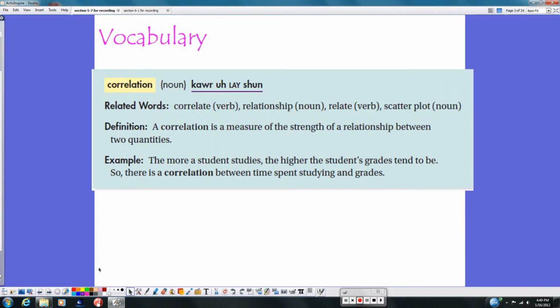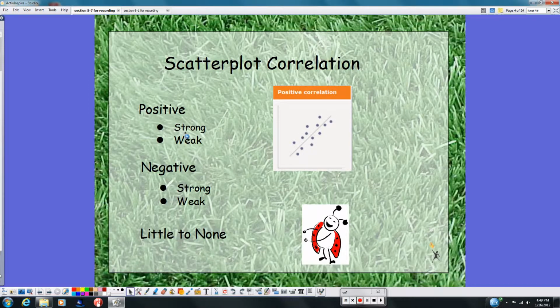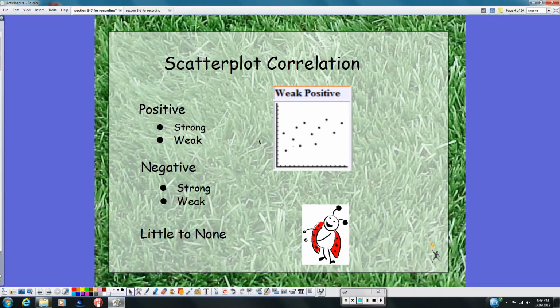Our vocabulary word for this section is correlation. A correlation is a measure of the strength of the relationship between two quantities. We're going to look at different types of correlation. We have positive correlation, negative correlation, and little or no correlation. And underneath each of the positives and the negatives, we have weak and we have strong correlation. This would be a sample of a strong positive correlation. This would be an example of a weak positive correlation. Notice it's not as tight and increasing as this one. It's more spread out, but it's still increasing in general.